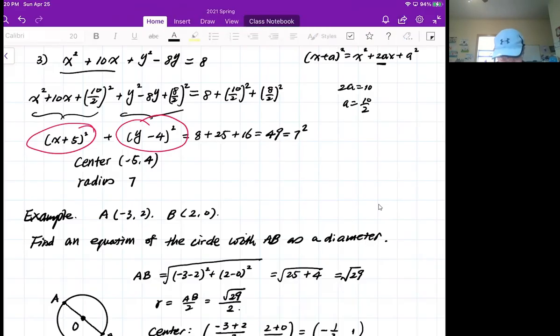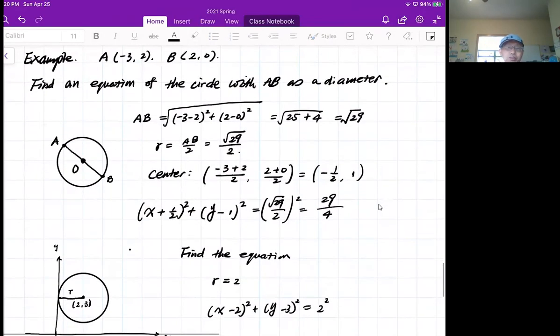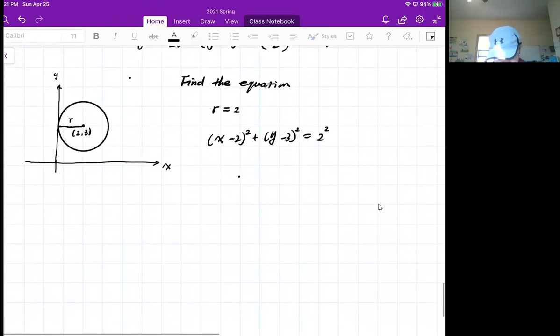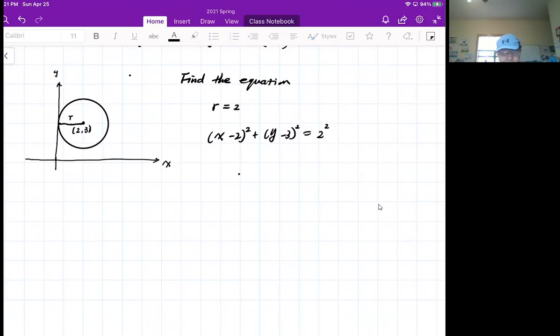And the next one we get here. Suppose we have points A and B, and I want to get the equation of the circle with AB as the diameter. Again, that's a typical problem. If AB is the diameter, you figure out the distance AB, and that gives the radius, after halving. Then you still need to figure out the center, which you get from the midpoint formula. So we can get this. And for the other one, find the equation where the radius is equal to 2 and you have the center, so you can finish the rest of it.